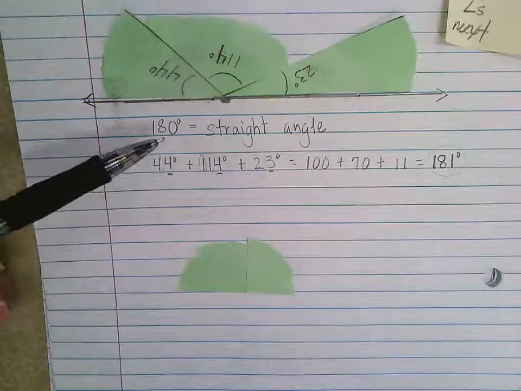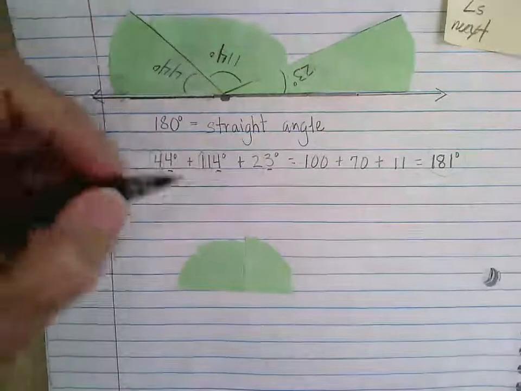The sum of the measures in any triangle equals 180.